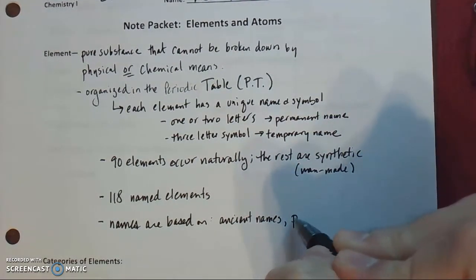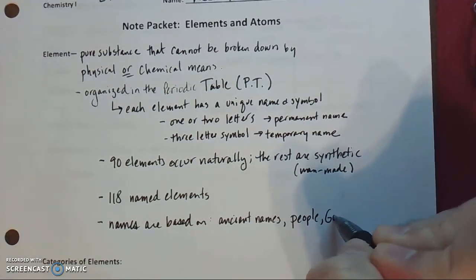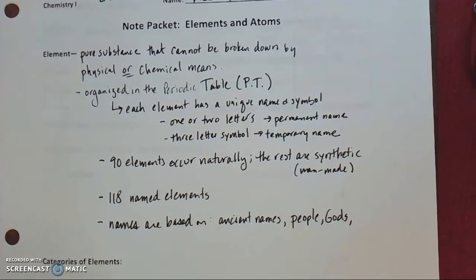We can see that they are named after some people, especially the synthetic ones. So Rutherfordium, Seaborgium, Einsteinium, Curium, Fermium, Mendelevium, Lawrencium, those are all named after people. And usually you have to be dead in order to have an element named after you. There's even a couple from mythology and religion. So if we look at thorium, promethium, those are named after mythological people.